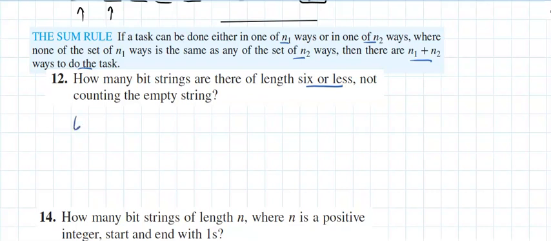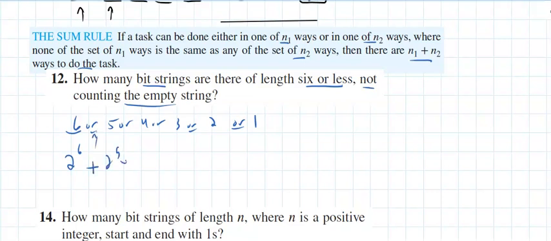6 or less. So it could be 6 or 5 or 4 or 3 or 2 or 1 or 0, but they say not counting the empty set. If you don't count the empty set, well, we're talking about bit size. Here, just like the previous problem, there's 2 to the 6, or since I have a choice, I add 2 to the 5th, or 2 to the 4th, or 2 to the 3rd, or 2 to the 2nd, or 2 to the 1st, whatever that is.